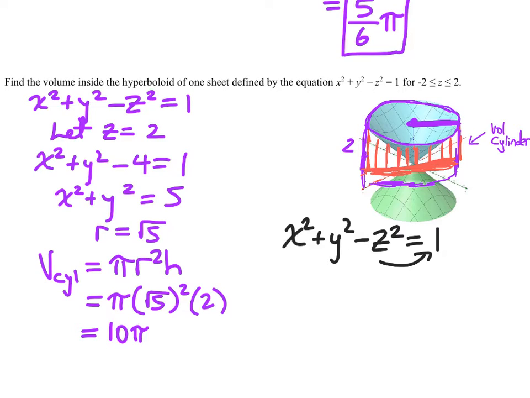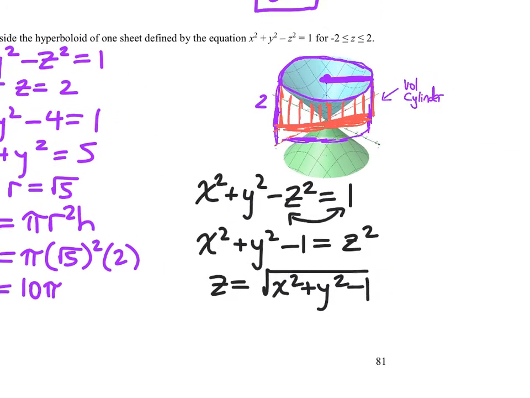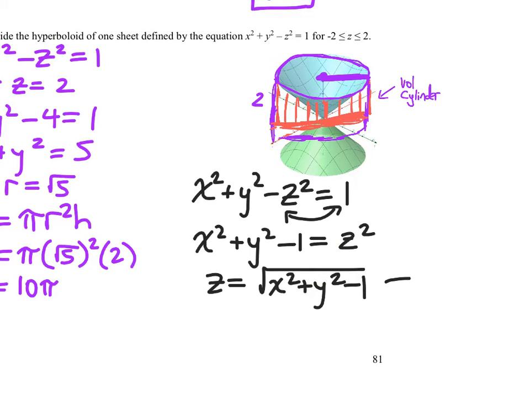All right, so I'll do a little switcherooski here. x squared plus y squared minus 1 is equal to z squared. Now, I only care about the top half. Like I said, we're only going to focus on that because we'll just double everything later on. All right, so this is the top half.